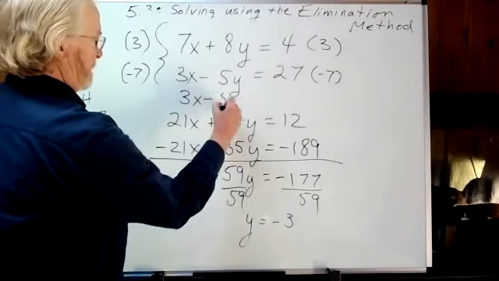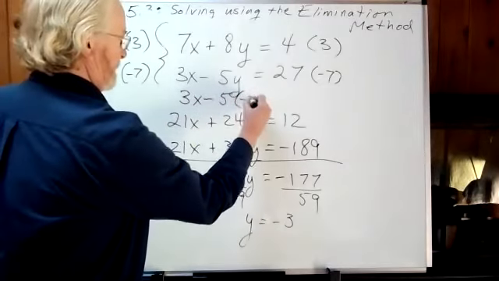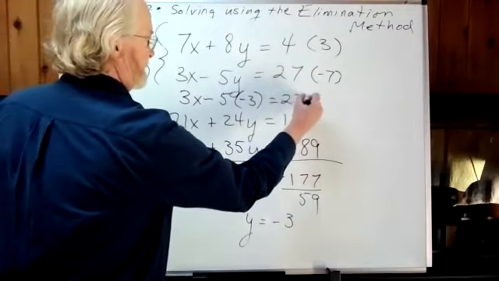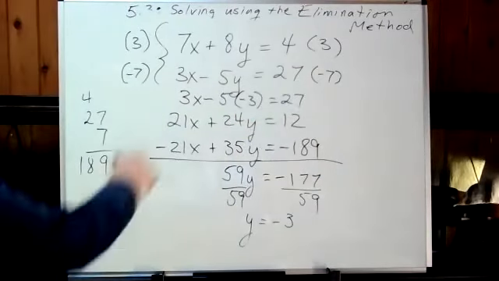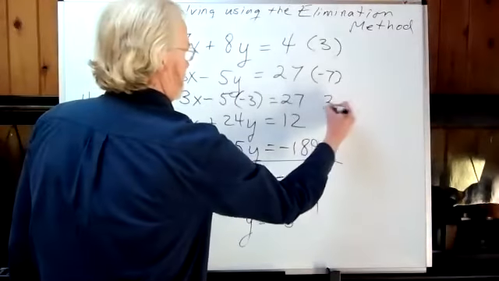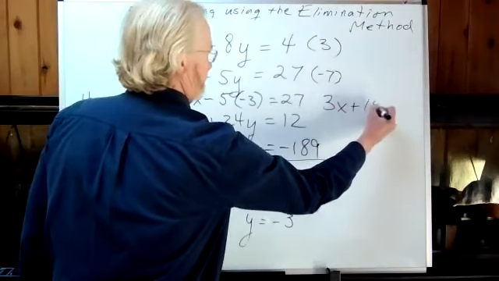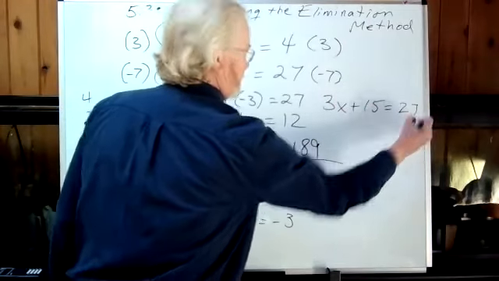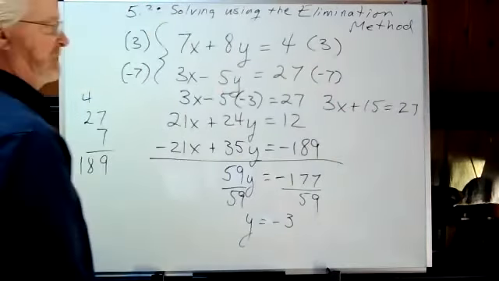3x minus 5 times -3 equals that original 27. That's plus 15, right? 3x plus 15 equals 27. Subtract the 15. 3x equals 12. x is a 4. Okay. There we go. 4, -3, x, y.